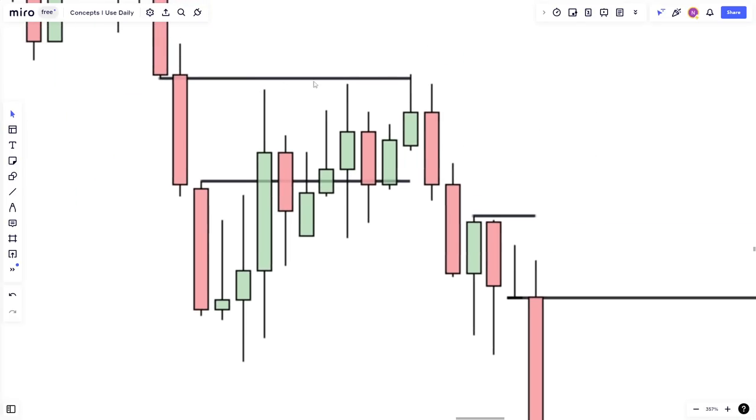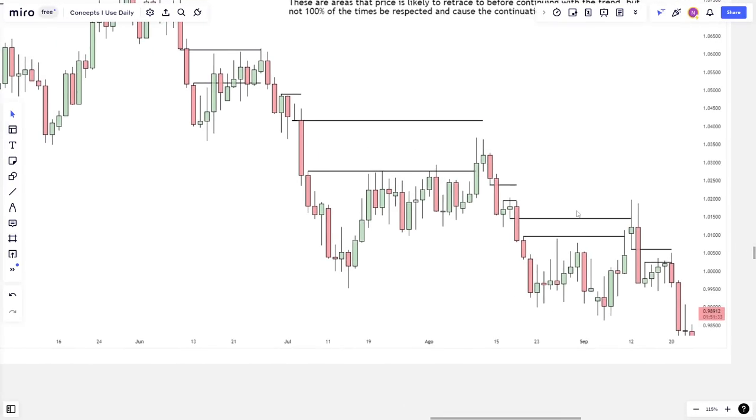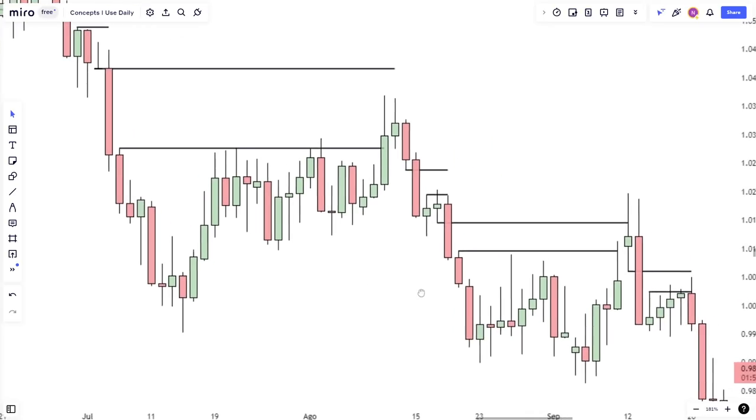What happened before? Ran buy side liquidity. This high took this and this high. Keep in mind that it is the daily chart. Goes aggressively lower. Fair value gap here. Doesn't mitigate it. Fair value gap here. Doesn't mitigate it. It doesn't necessarily mean that each of these fair value gaps will be mitigated. This one creates one there. Mitigates the lower one. Continues lower.